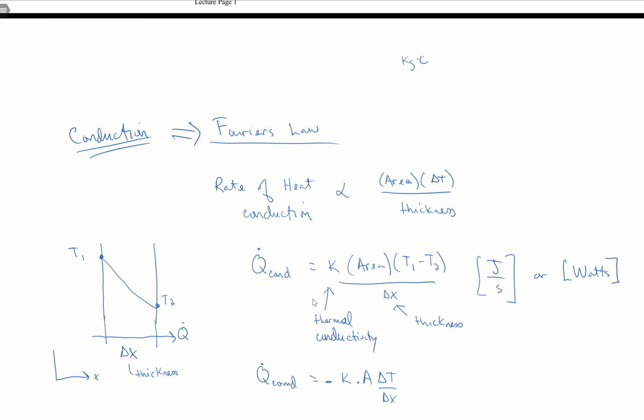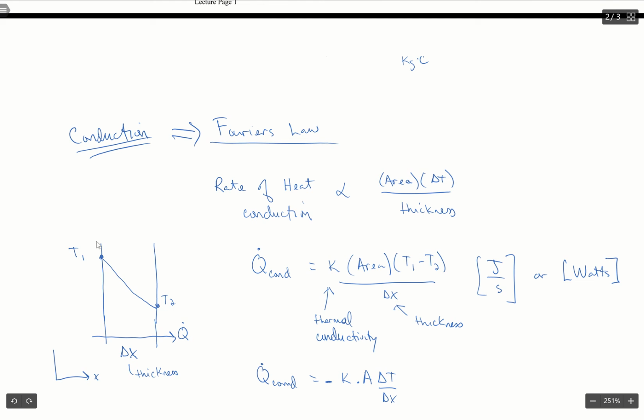When modeling conduction, we use something called Fourier's law. Fourier's law states that the rate of heat conduction, or the rate of heat transfer via conduction, is proportional to the area times the change in temperature divided by the thickness of the wall.